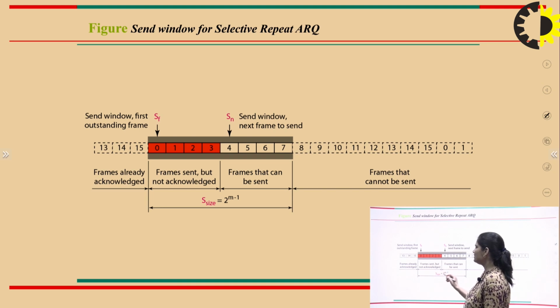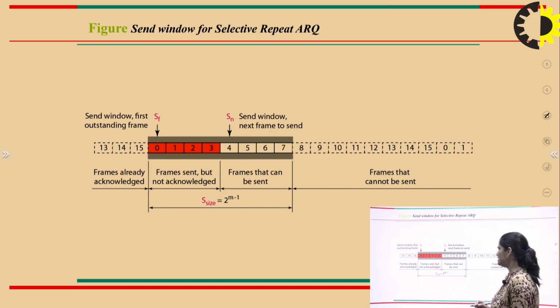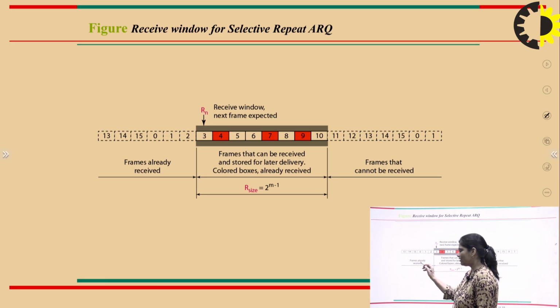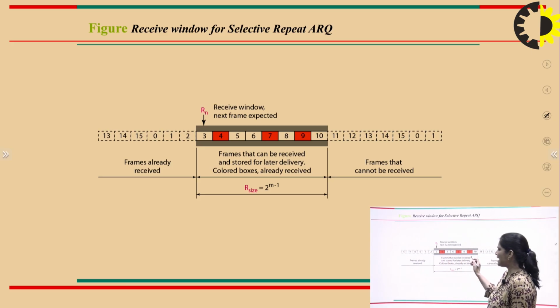Now here the window size for this is 2 to the power m minus 1. These frames cannot be sent before this one; we have to send this one, then we will get the acknowledgement for this, and after that we have to send frame 8. Now this is the receiver window for selective repeat ARQ. Here these frames are already received, meaning acknowledgement was received for these frames, and this one we have to send.